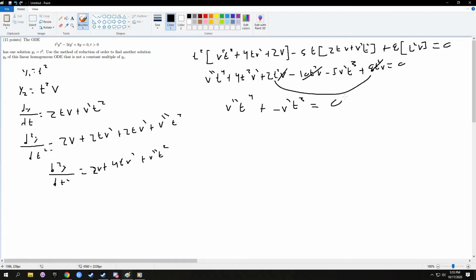Okay. Now I have that. So now I want to clear this t to the fourth. So this would be v double prime minus v prime divided by t, and this equals 0 divided by t to the fourth, which is 0. Cool.